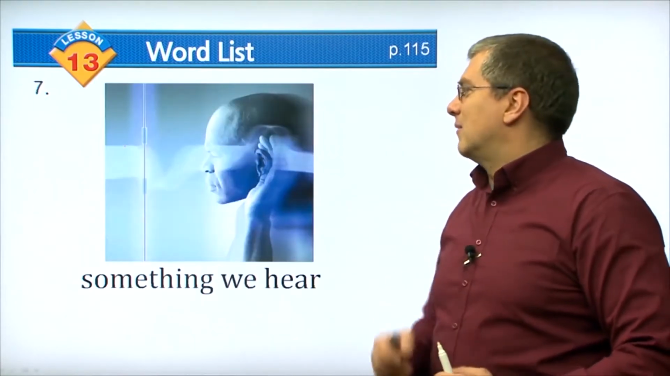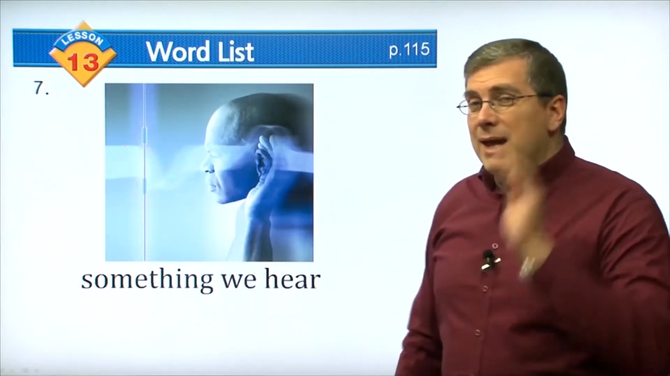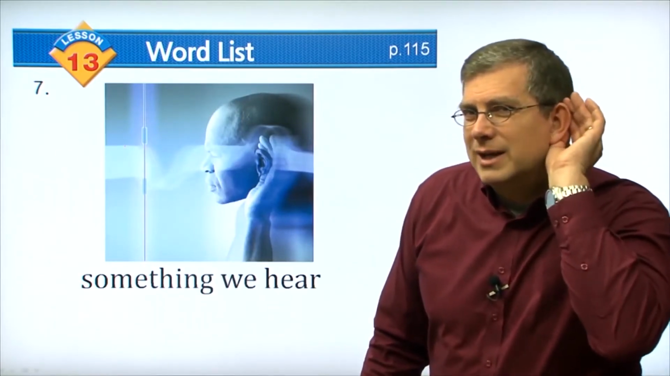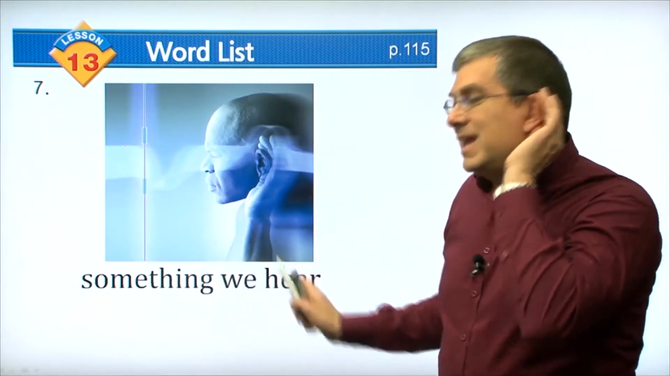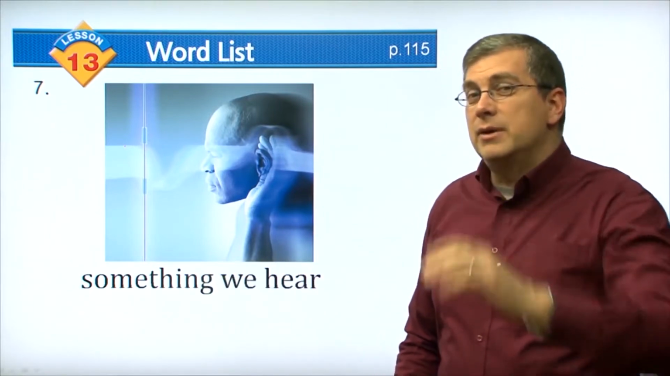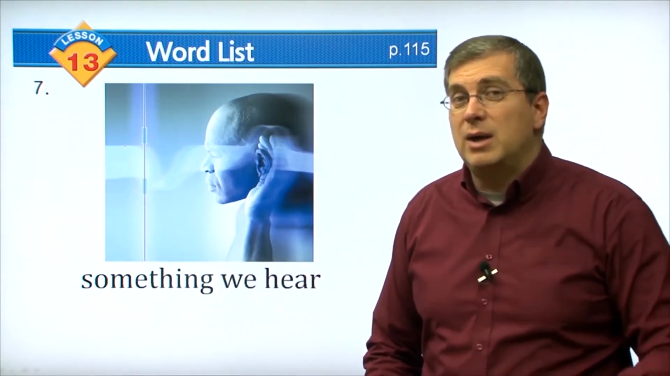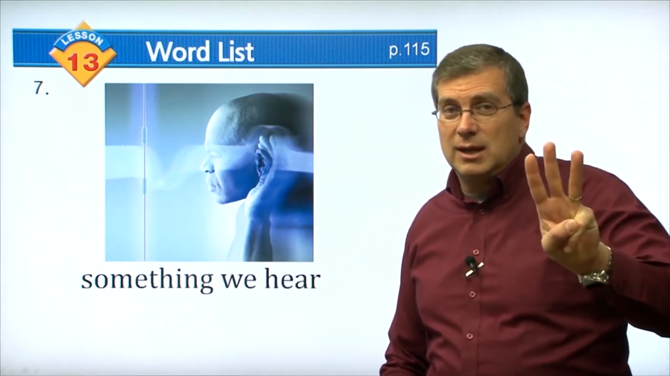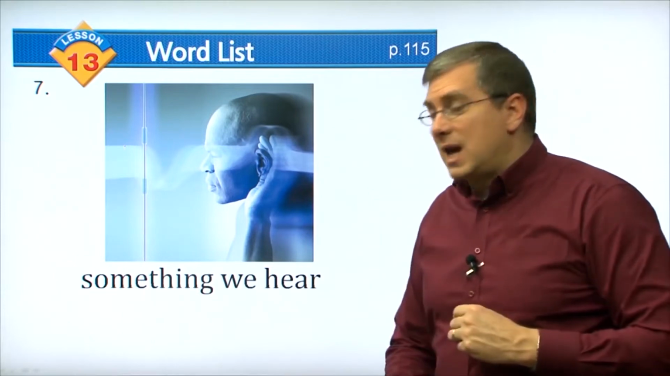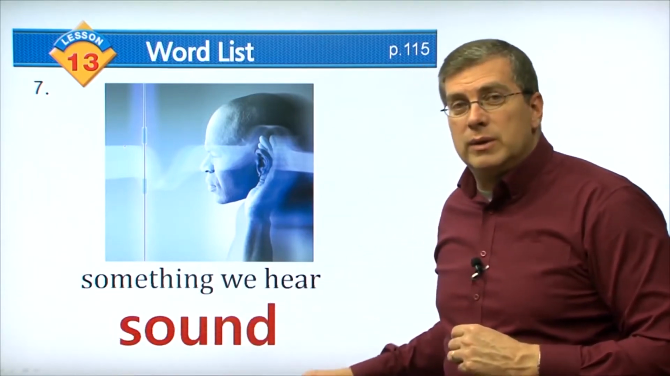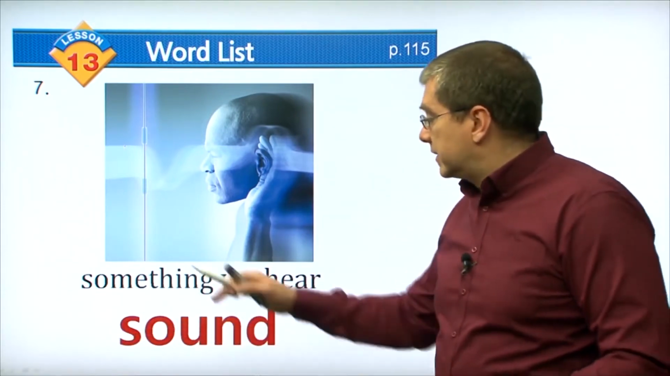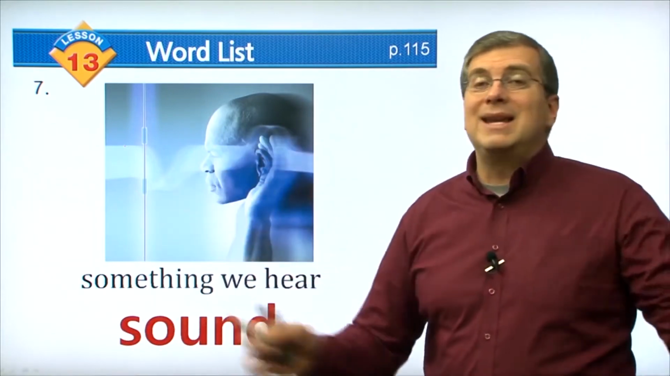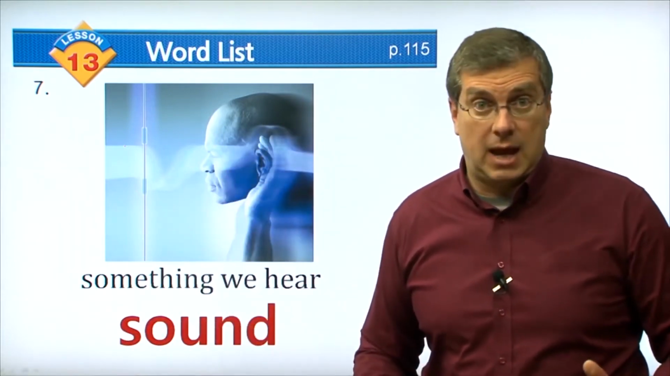Okay. Number seven. This man seems like he's trying to hear something. Something we hear, right? It's another type of energy we talked about in the beginning. We talked about three kinds of energy, right? This is one type. This, of course, is sound. Sound is something we hear. There are many different kinds of sounds, right?